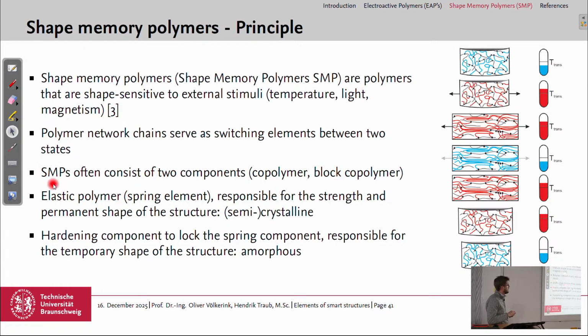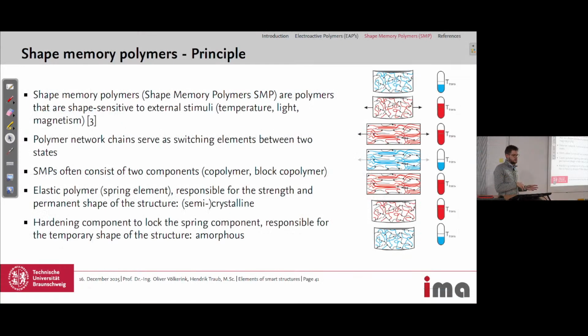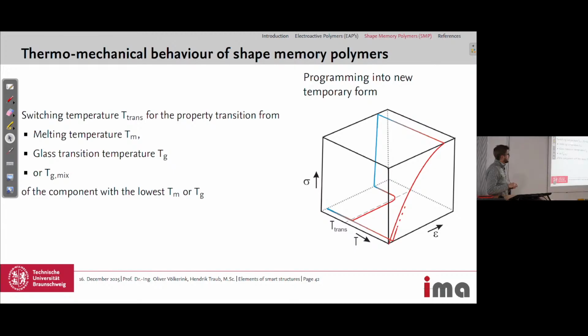One component is an elastic polymer. It's kind of a spring element, and this is responsible for strength and the permanent shape of the structure. It's semi-crystalline. And then we have a hardening component, which locks the spring component, responsible for the temporary shape of the structure, and this is most of the time amorphous. So 2 types of polymer mixed, one as the elastic polymer and one to harden the component and to lock the shape.